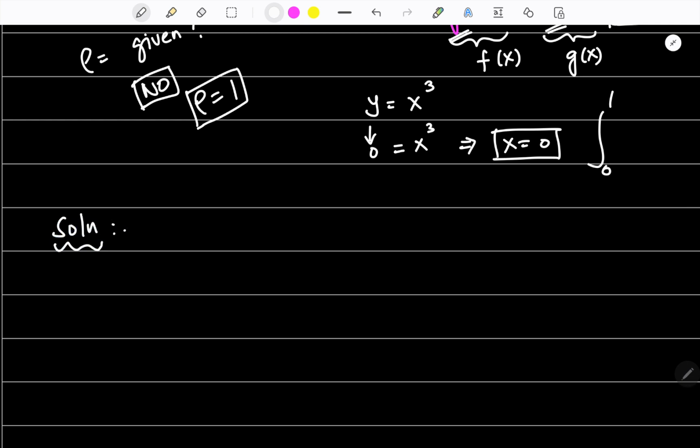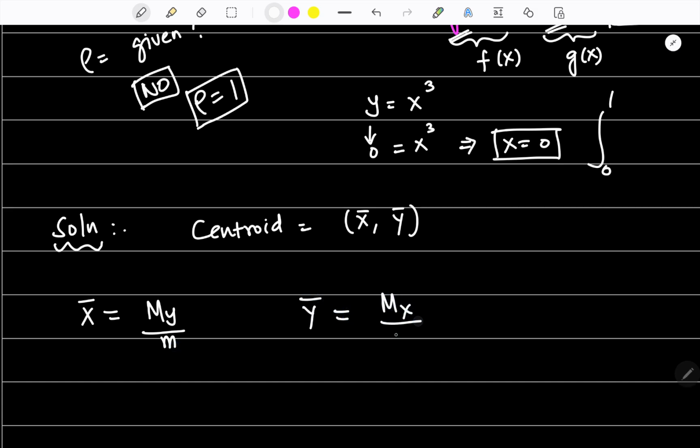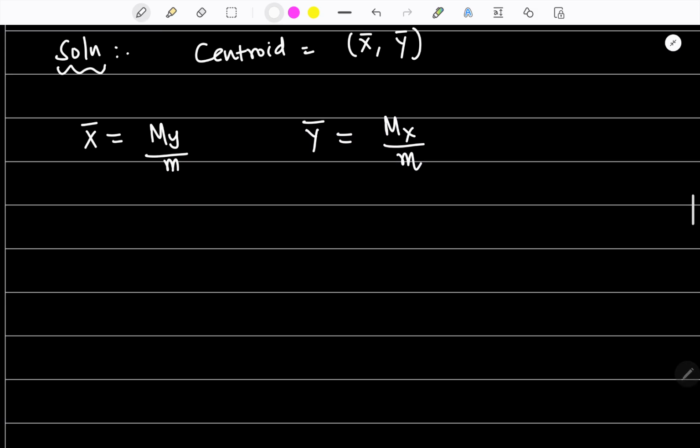Right. So let me start the rules and everything. Yes. So the question is, they are asking centroid. What is the formula for centroid? X bar comma y bar, right? And what is the formula for x bar? X bar is given by My divided by m. Y bar is given by what? Mx divided by m. And we need to write all these formulas, right? So already I've written in the first question. So directly I'm going to proceed to the solution.